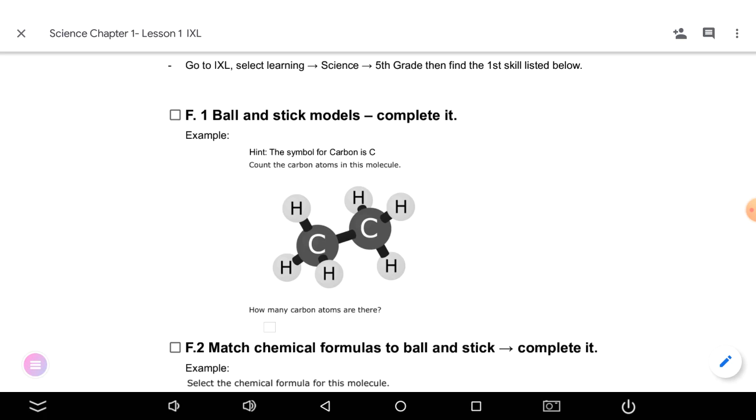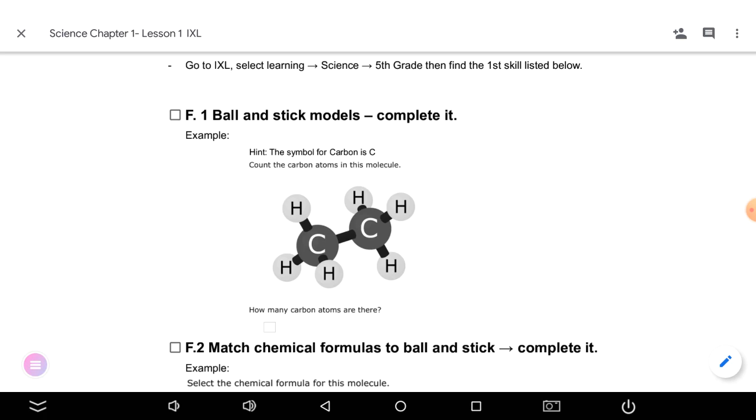So I just said complete it. I think it's like 4 questions and then 4 harder questions, so 8 questions altogether. But they will all look like this one. This one was copied and pasted from IXL, which means whatever it says here, it'll say the exact same thing on every single problem that you see. Again, this is all going to be given to you. It says, hint, the symbol for carbon is C. It says, count the carbon atoms in this molecule.